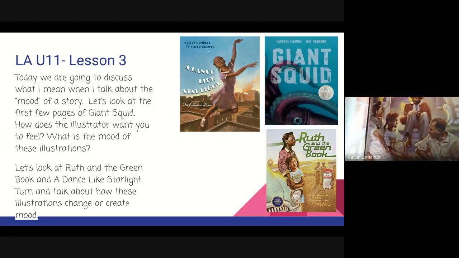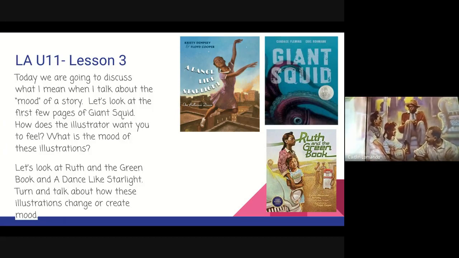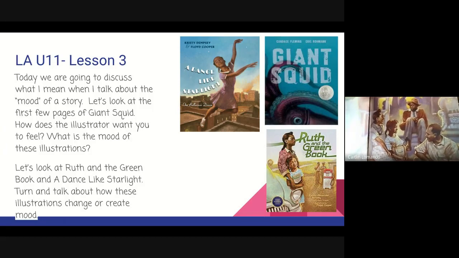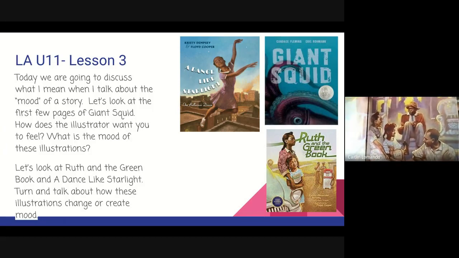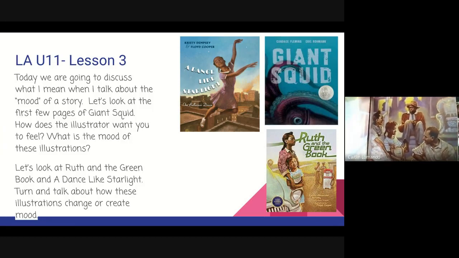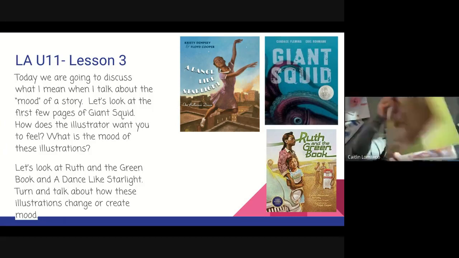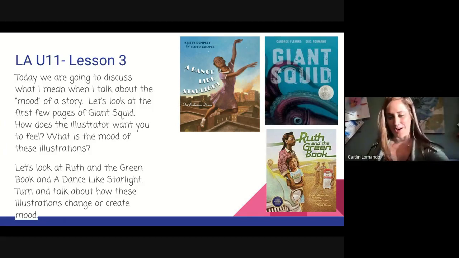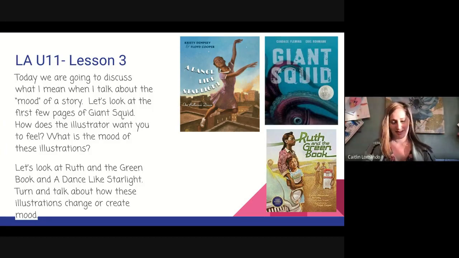Here we have the family. Where have they ended up? The girl certainly looks like she's feeling a different emotion now. What might she be feeling now? What mood or feeling is the author trying to show us through the illustrations? And let's take a look at one more book, A Dance Like Starlight.